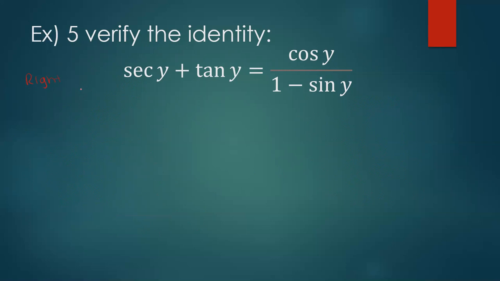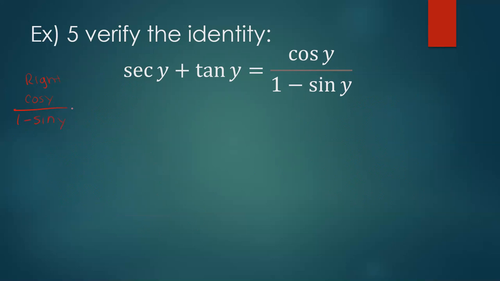Okay, let's simplify. Let's simplify the secant y. Actually, you know what? I don't think I'm going to pick the right side. I mean, the left side, my bad. I keep saying, I thought we were doing the left side. No, the right side sounds right. So we'll do that. Let me rewrite it again. So we have cosine of y divided by 1 minus sine of y.